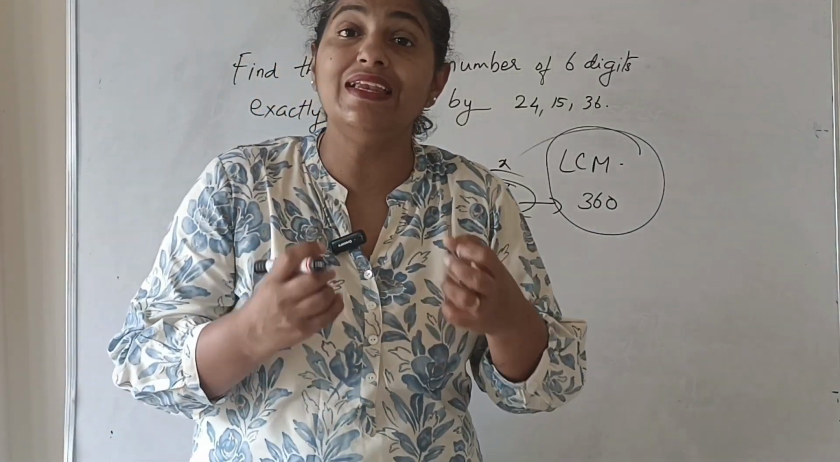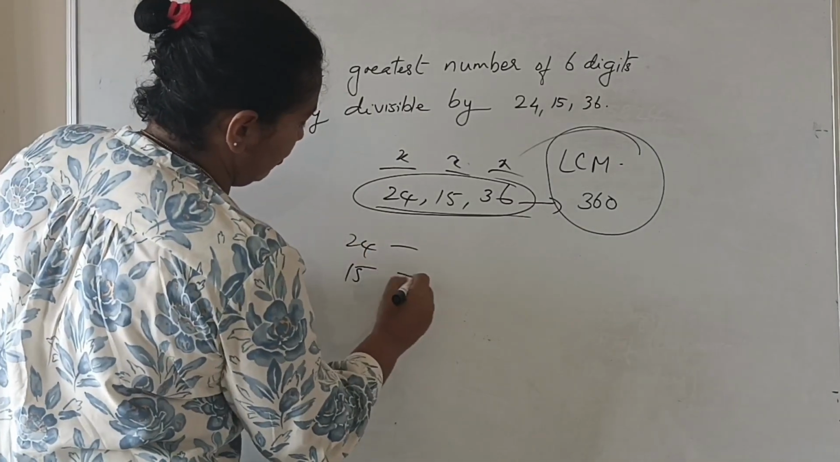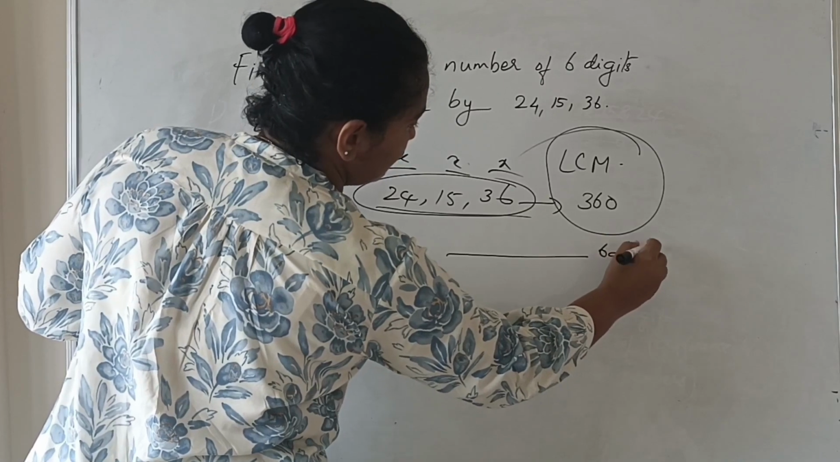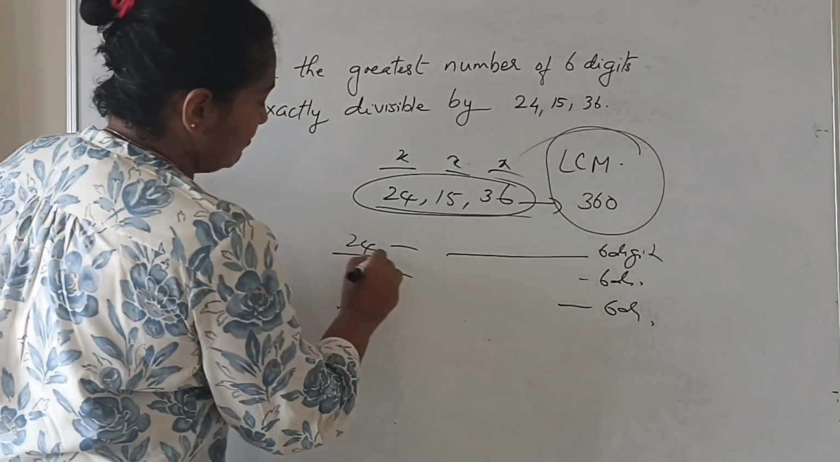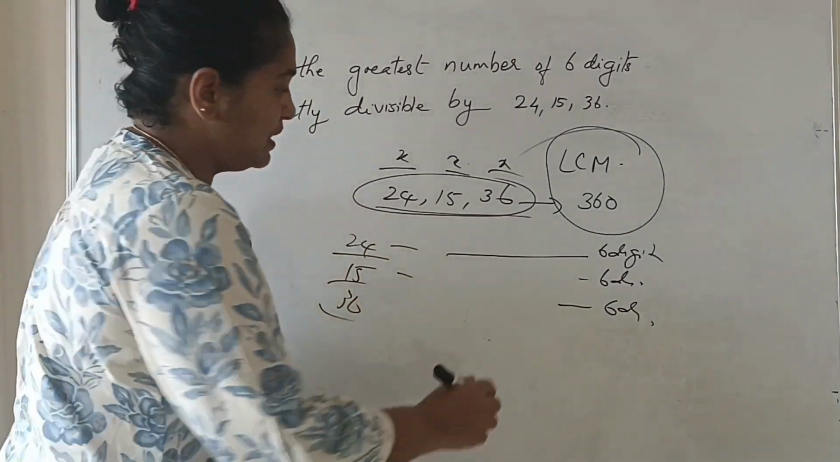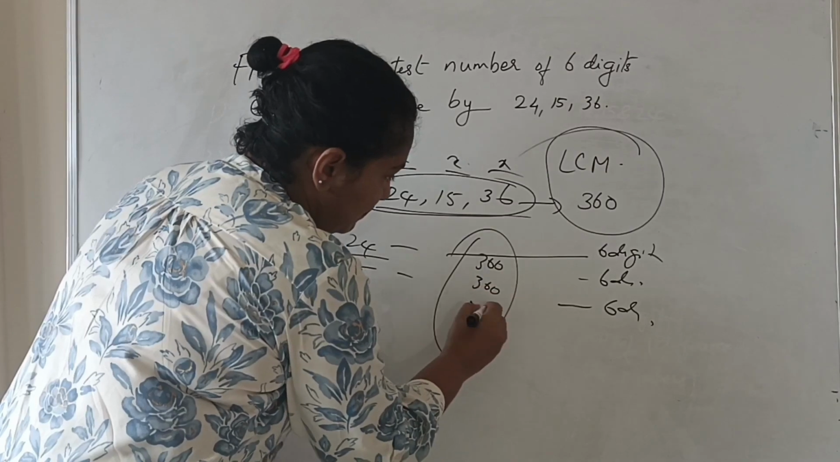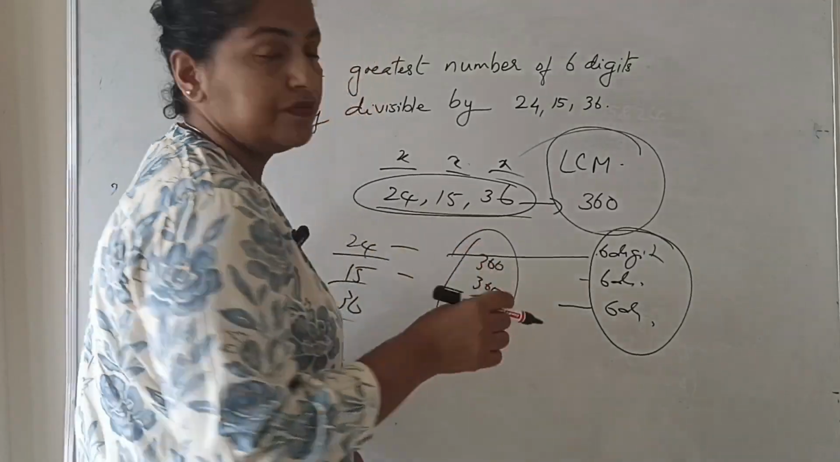Now, this is the least number. So, along the multiples of 24, 15 and 36, there is a 6-digit number which is divisible by all these three numbers, and somewhere along the way over here, we have this 360. So what do we understand from this?